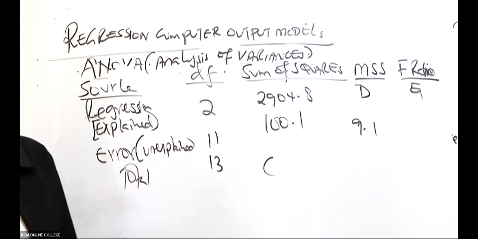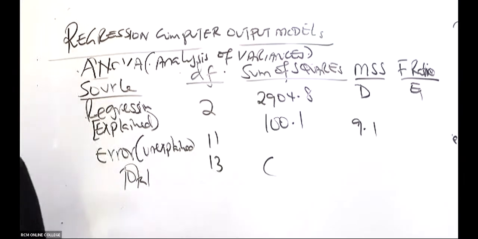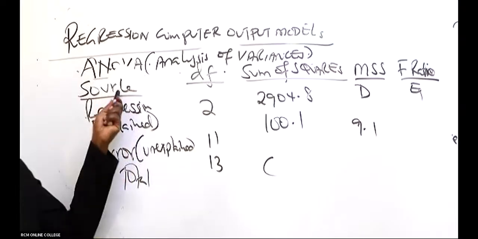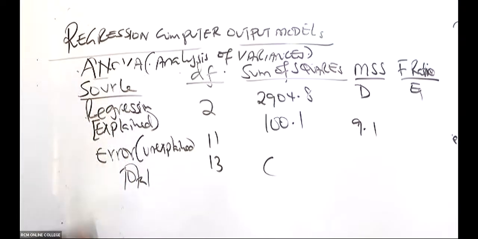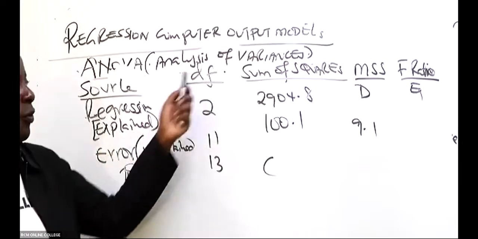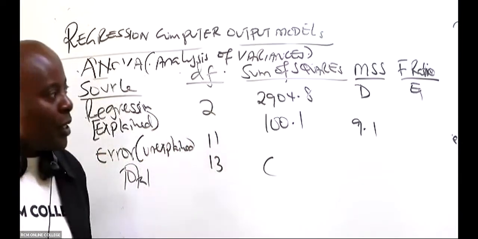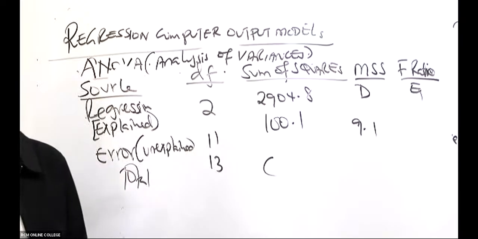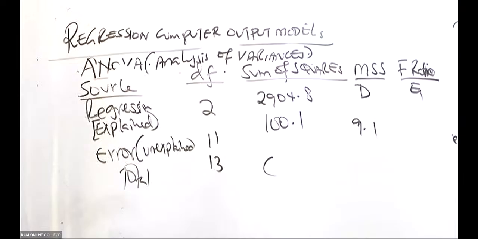Are you able to see the board now? Yeah, I'll give you 2 minutes, you copy. So we have the type or the source, regression, error. Then we have a column for degrees of freedom. We have sum of squares, mean sum of squares, and then we have F ratio. Once you finish writing, mention there Y for yes.